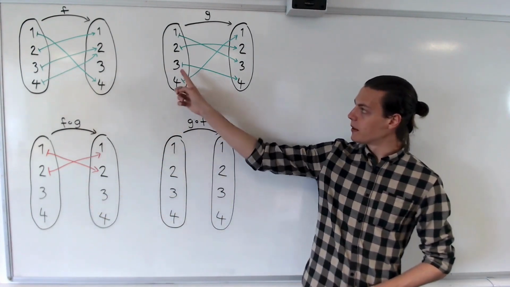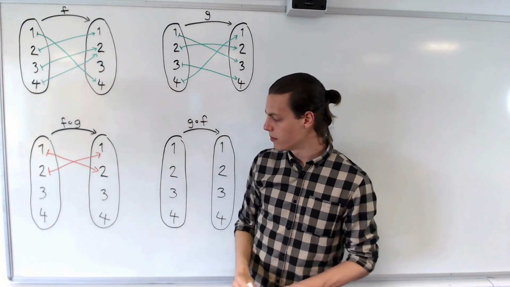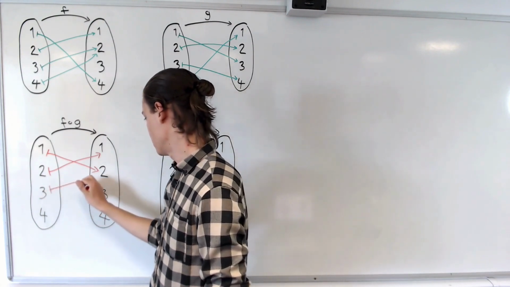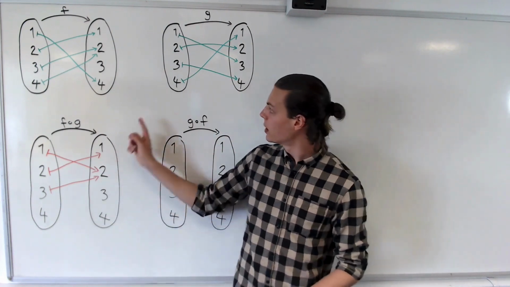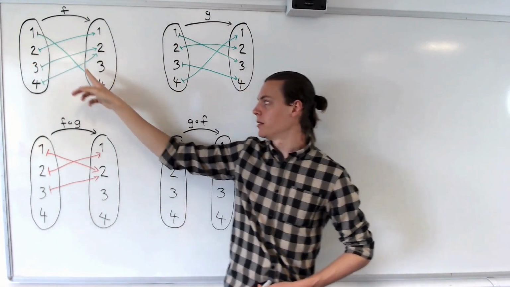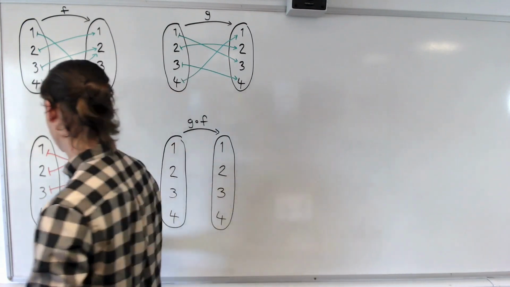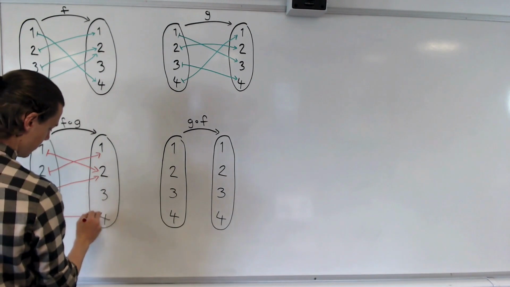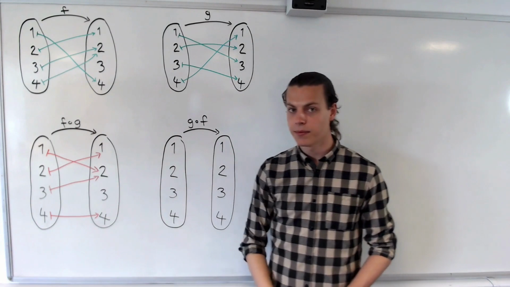g maps 3 to 4, and then f maps 4 to 2. So this will map 3 to 2. And g maps 4 to 1, and then f maps 1 to 4, and so the composition maps 4 to 4. So there's our first composite function done.